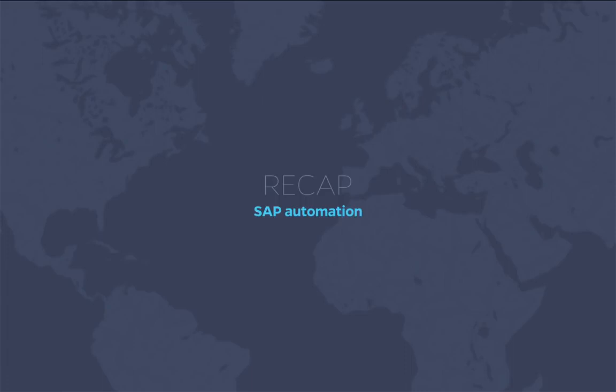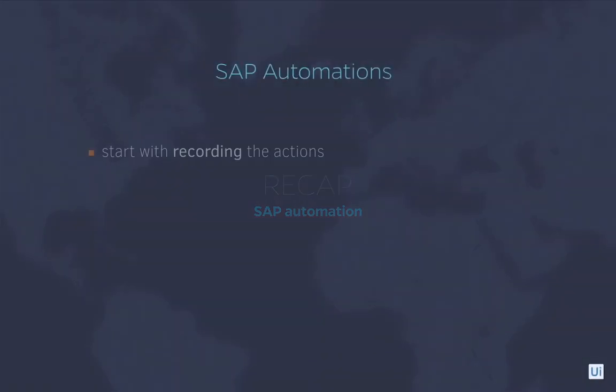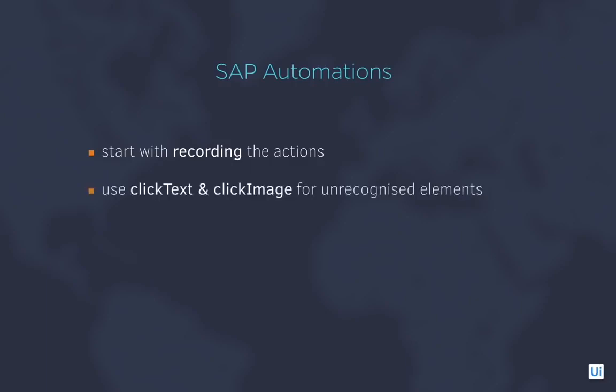The main takeaways of this video should be these. When automating SAP, start with recording the actions. Most of the time, it'll work fine. To interact with unrecognized elements, you can use click text and click image and keyboard shortcuts to reach difficult buttons or menu items. When dealing with an elusive UI element, like the tiny button to the right of some text fields, simply find a way to recreate the actions a human would do to activate that element.